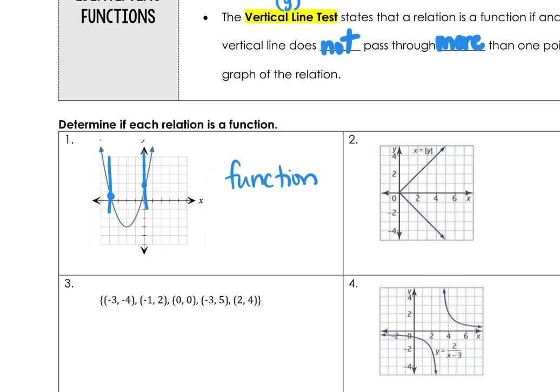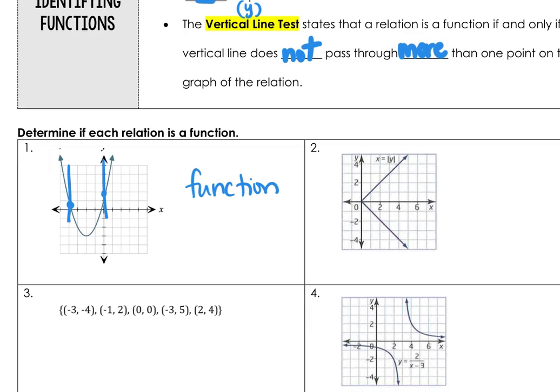Then number 2, hopefully that one's pretty easy to tell. If I draw a vertical line through x equals 2, you'll notice I've hit the graph in 2 different places. So this input value of 2 has 2 different output values, 2 and negative 2. So that one x has two y's, and this is not a function.